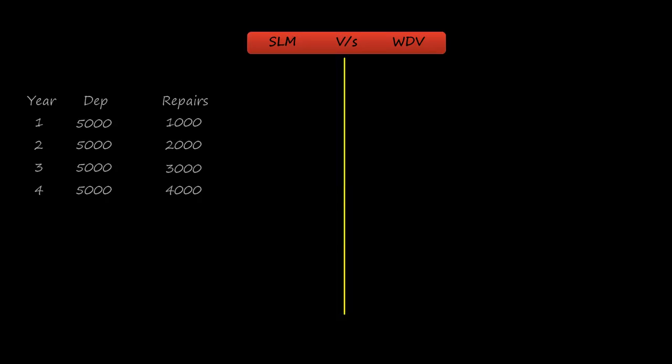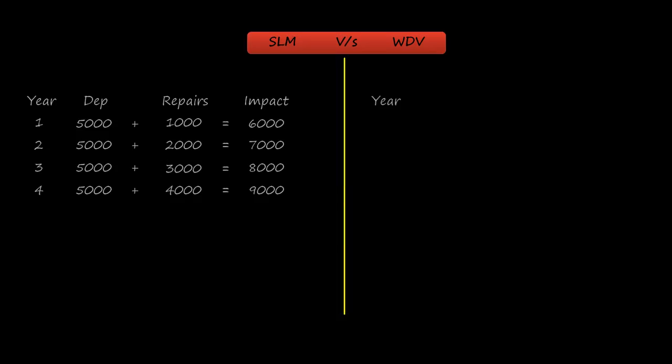Now if you look at the overall impact of depreciation and repairs on the profit and loss account, let me tell you that depreciation and repairs both are expenses, but depreciation is a non-cash expense, while repairs are a cash expense, but both will be debited to the P&L account. So if you check the overall impact on the profit and loss account every year, in the first year we will be debiting the P&L account by 6,000, in the next year 7,000, then 8,000 and 9,000. So can I say that under the SLM method, the overall impact of depreciation and repairs on the profit and loss account will have an increasing trend. It increased from 6,000 to 9,000 over a period of 4 years.